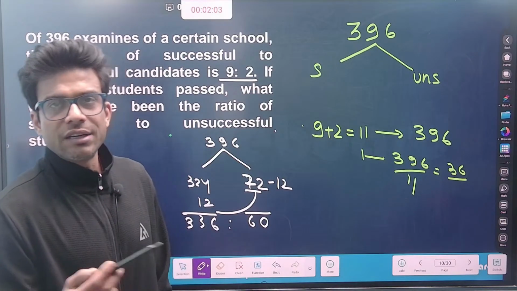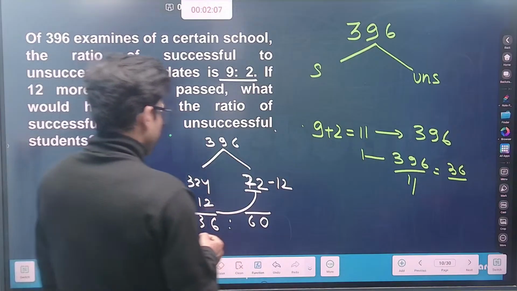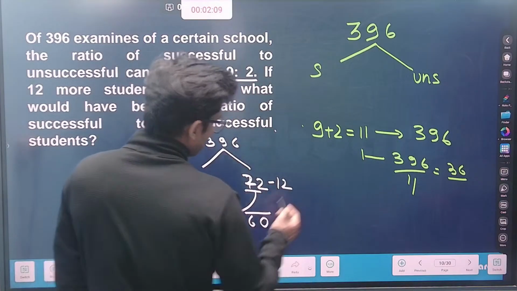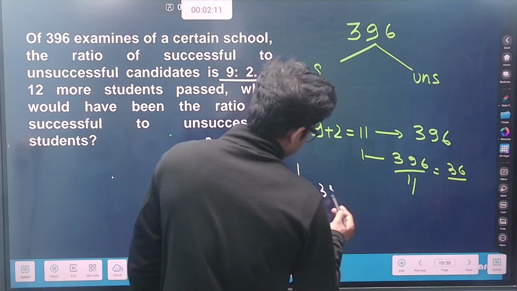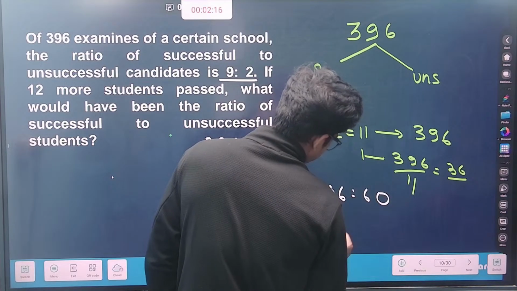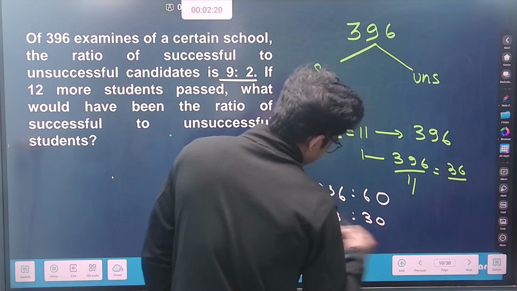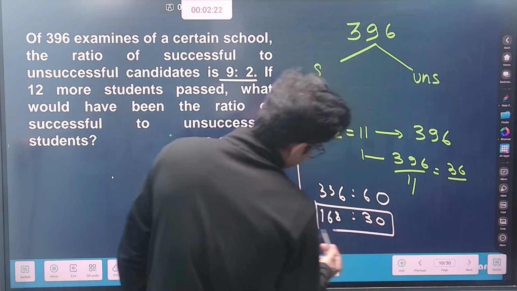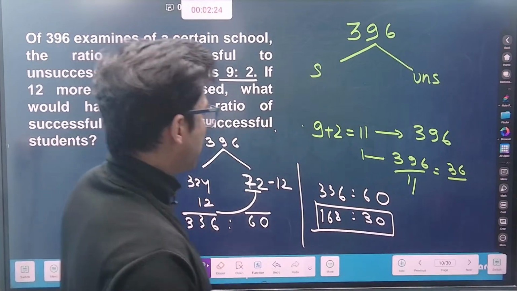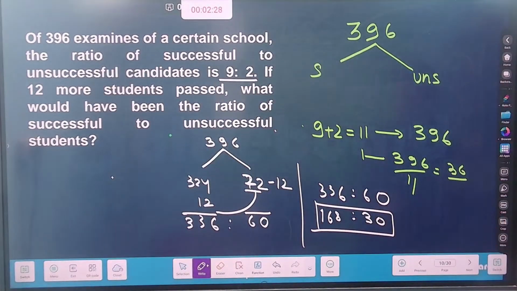Now you can do this in the simplest form also, though you don't have options here. So the new ratio would be 336 is to 60, which you can simplify by cancelling common factors. If answer options were there, I would be cancelling the part, but I hope you understood the logic.